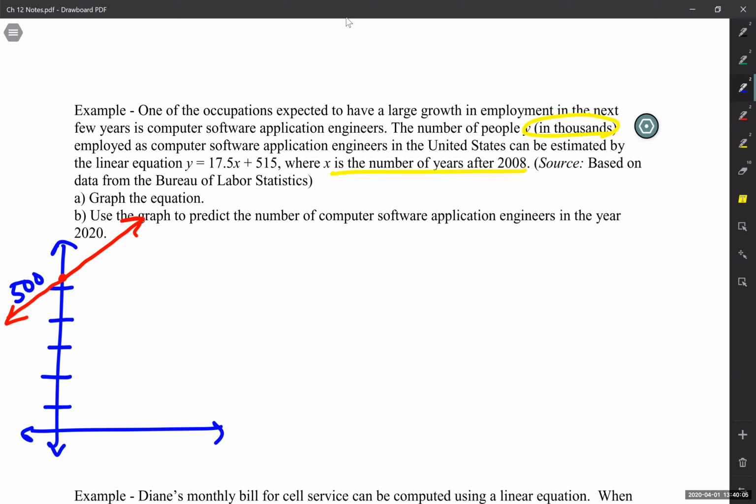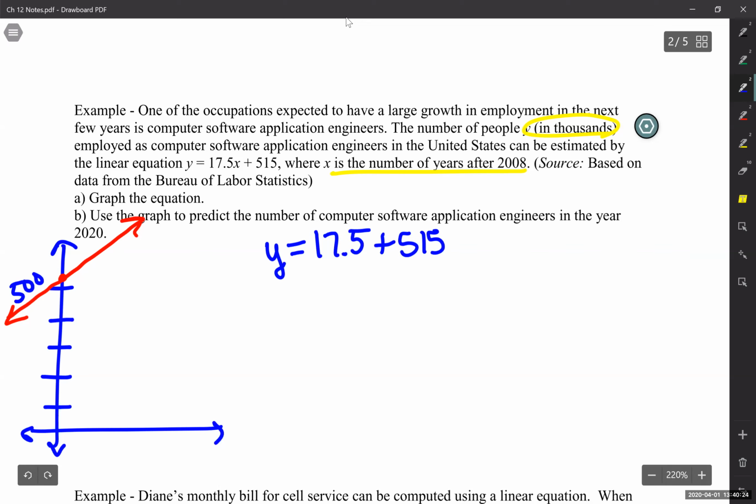All right, now it says to use the graph to predict the number of application engineers in the year 2020. It's going to be hard to do on this graph because it is just a sketch, but I can use the equation y equals 17.5x plus 515 in order to solve this. I forgot my x. All right, so the only thing is, what do I plug in for x? Going back to the equation, it says x is the number of years after 2008.